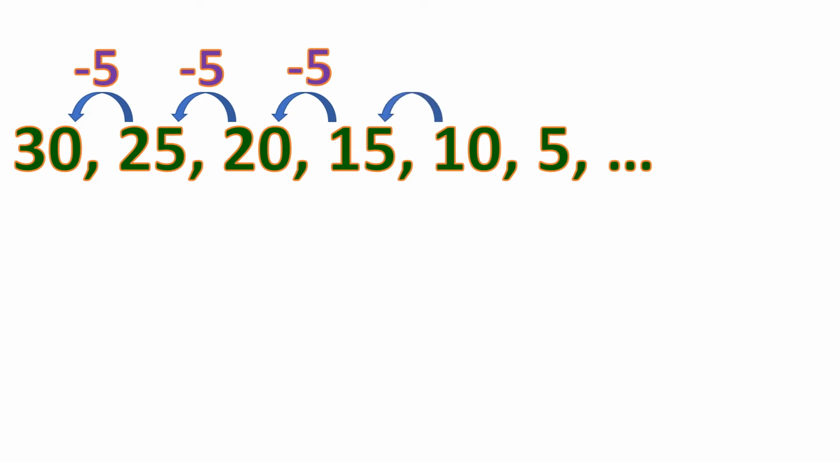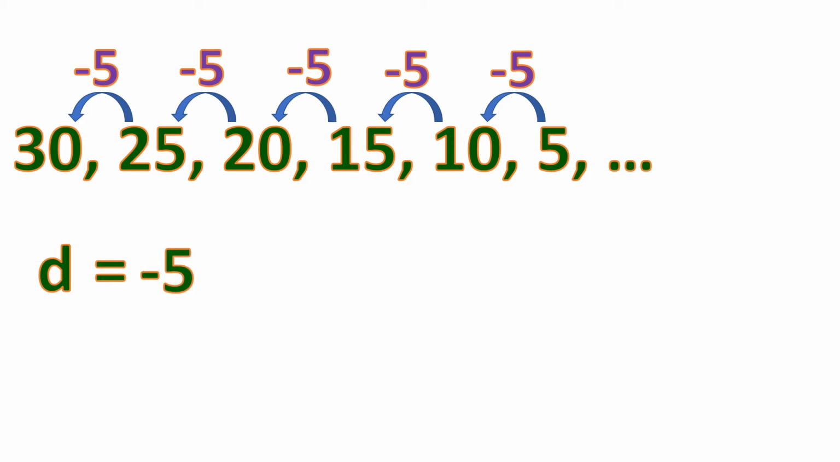So let us subtract and find out if there is a common difference between these terms, so that we will know if it is an arithmetic sequence. So let us subtract 25 minus 30, it's negative 5. 20 minus 25, it's also negative 5. 15 minus 20, negative 5. 10 minus 15, negative 5, and 5 minus 10 is negative 5. So the common difference, or the d, is equal to negative 5.